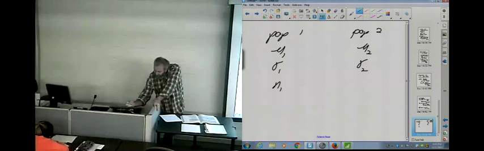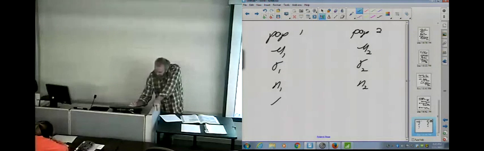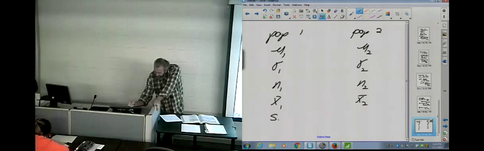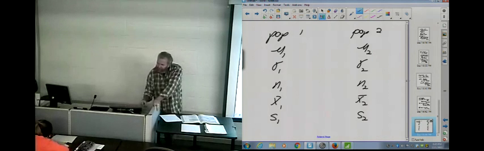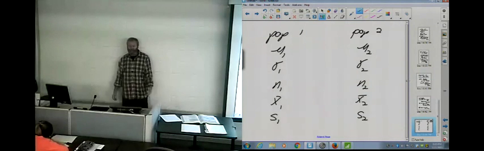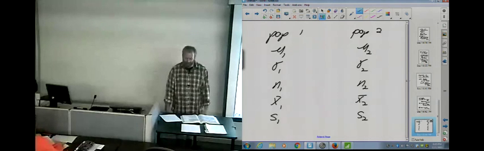This one here we're going to choose a sample size, this one here we're going to choose a sample size. This one here we can calculate a sample mean, this one here we can calculate a sample mean. This one here we can calculate a sample standard deviation, this one here we can calculate a sample standard deviation. There is 2 of everything. There's 2 distinct populations, there's 2 samples, there's 2 means, 2 standard deviations, 2 sample means, 2 sample standard deviations.